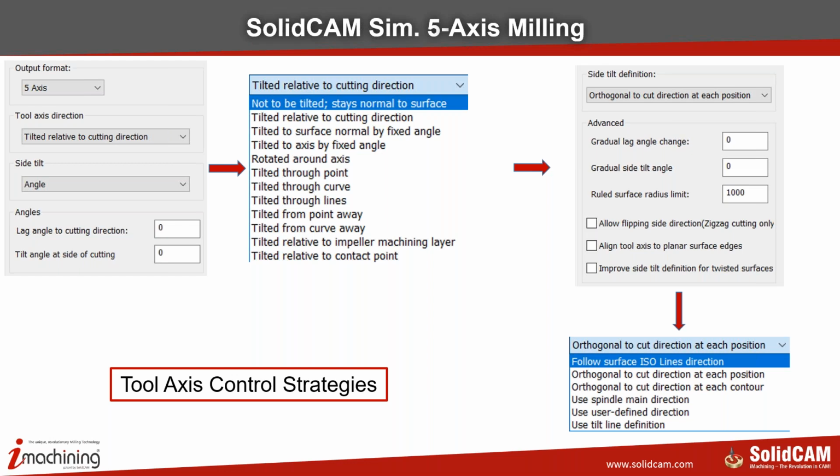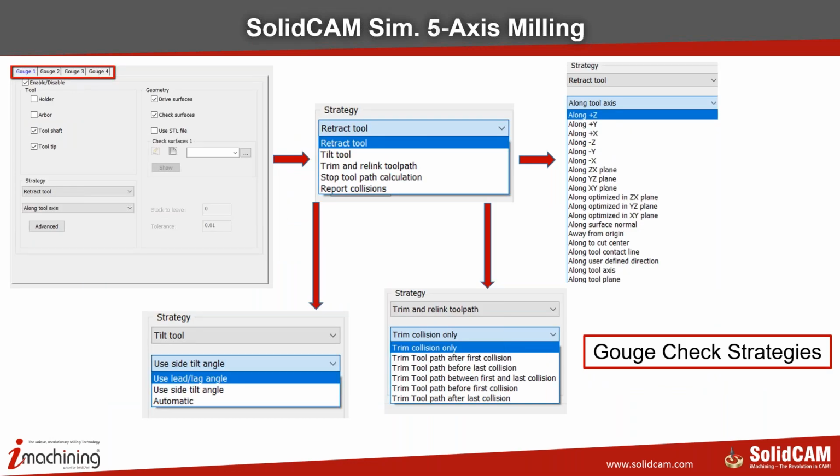You have always normal to the surface, relative to the cutting direction, tilted to a surface normal by an angle, tilted to an axis by a fixed angle, rotated around an axis, tilted through point, tilted through curve, tilted through lines, tilted from point away, tilted from curve away, tilted relative to machining impeller layer, and tilted relative to contact point. Each of these functions then has sub-functions within it. These sub-functions help you to control the tool even more effectively than just providing a main function. So the second component in generic 5-axis is the tool axis control itself, which is the most critical functionality in 5-axis. The third and another very important functionality in generic 5-axis of SolidCAM is the gouge check.